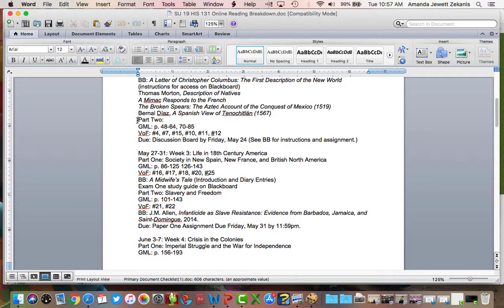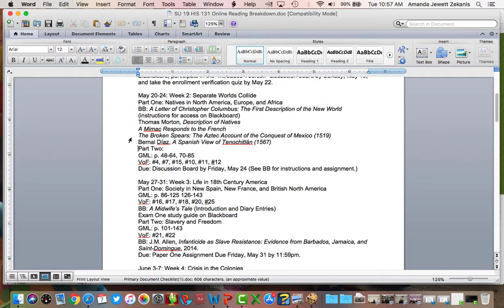Part 2 is when we're going to get into colonization and all of that kind of stuff. So you will have pages from Give Me Liberty. You will have documents. These are the document numbers. You can find them in that table of contents for Voices of Freedom. And then you will have due by the end of the first week a discussion board by Friday, May 24th at 11:59 p.m. And that discussion board has a question that covers the material from the entire week.